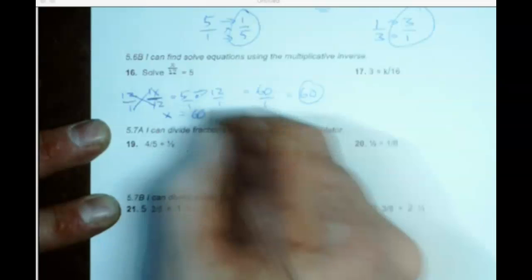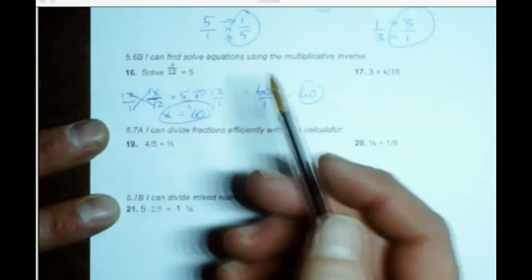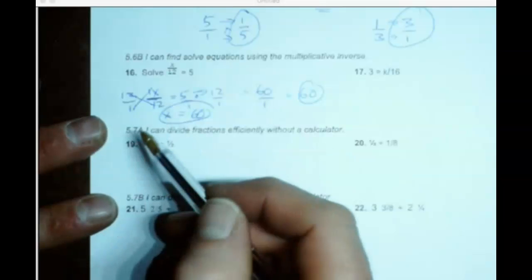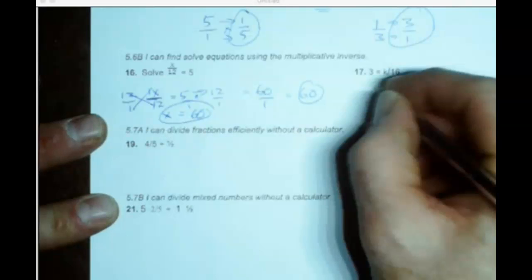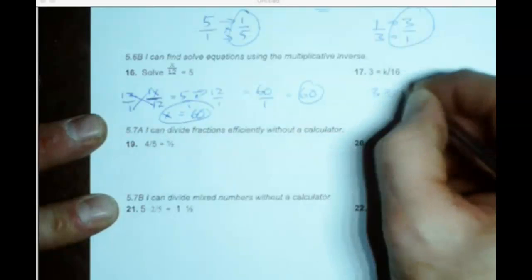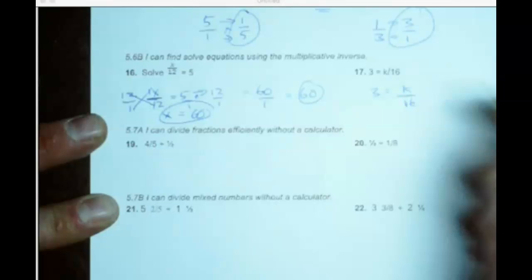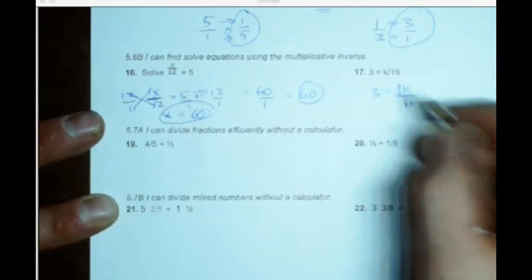And let's see if it makes sense. 60 divided by 12 is 5? Yes. On the test, you absolutely need to show the crossouts. Otherwise, it won't count. Here's another tricky one. 3 equals k over 16. Now, I wrote it backwards, but it's the same thing. It's 1/16 k. So I'm going to make that look more like a 1.